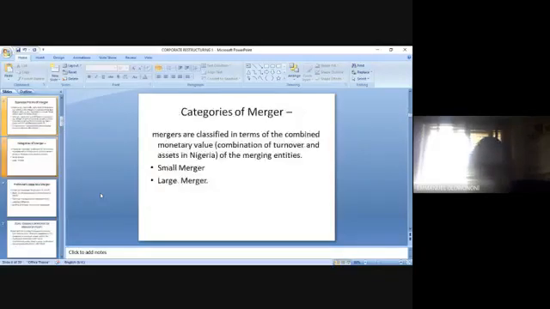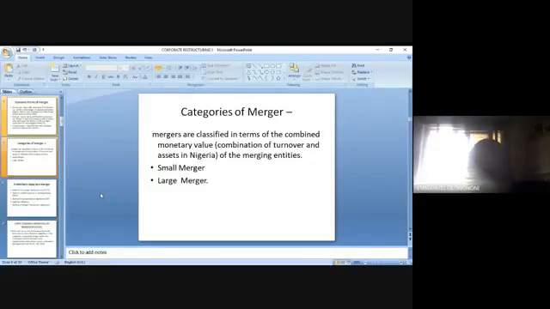Basically, mergers are classified in terms of the combined monetary value. In other words, the combination of the turnover and assets of the merging entities. So if two companies are coming together to merge, the combination of the turnover and assets of these two entities is what will enable us to determine whether it's a small merger or a large merger. Before the FCCPC Act, we used to have the intermediate merger as well, but now we have the small merger and just the large merger.